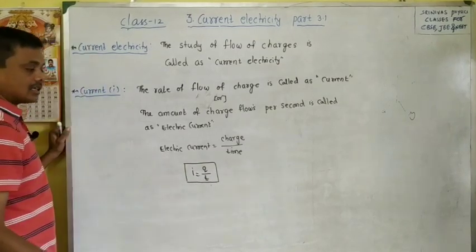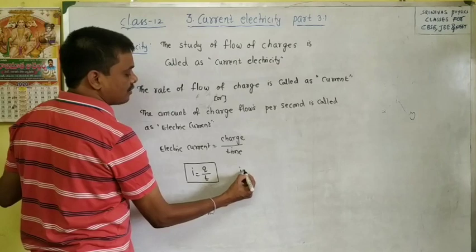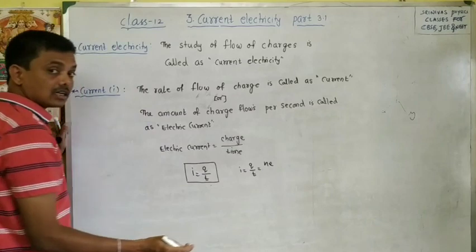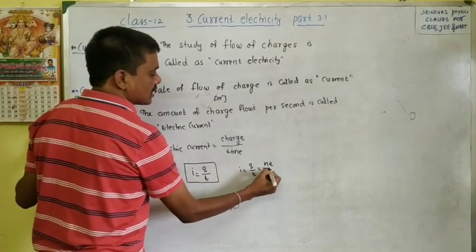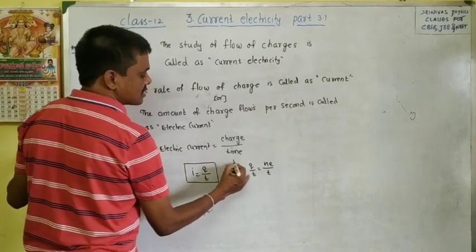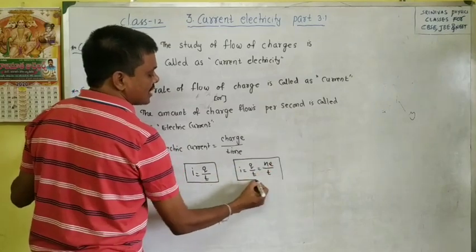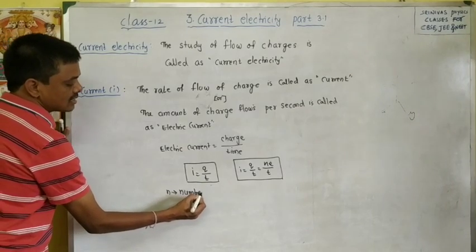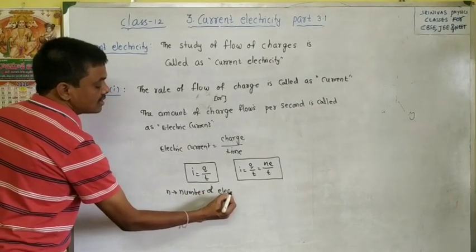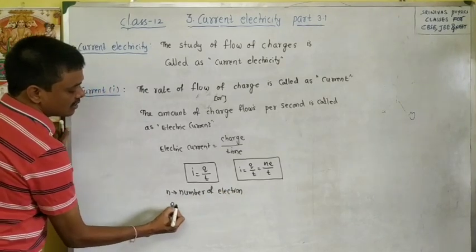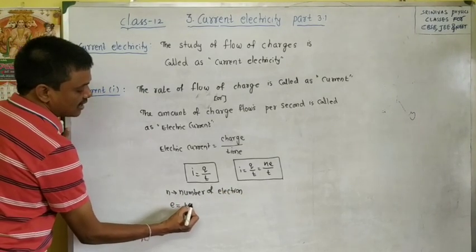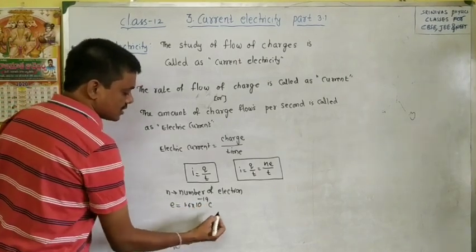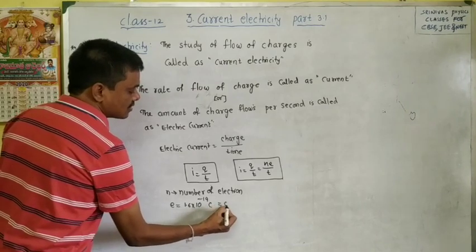But we know the charge is quantized, so we can also write the current formula as I equals Q by T, where the charge is quantized. If n electrons flow through the wire, then the charge is equal to ne, so I equals ne by t. This is also a current formula, where n is the number of electrons passing through a wire and e is the charge of an electron. Okay, the charge of an electron is how much? 1.6 times 10 to the power of minus 19 coulomb.